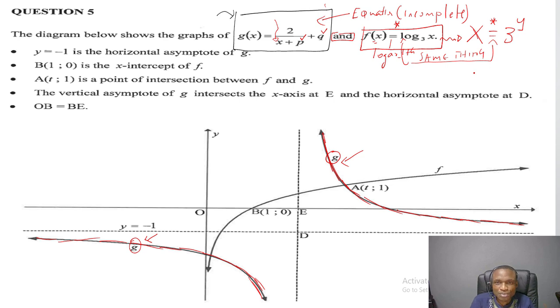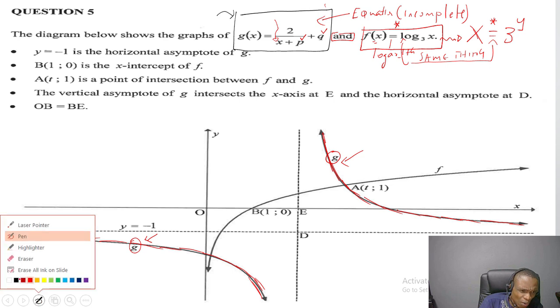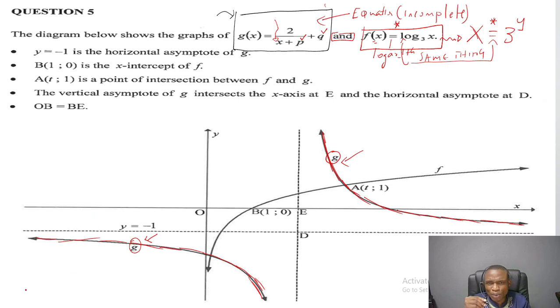Okay. Now, I have g, which is a hyperbola, and I have f, which is exponential. I love this one actually, because they brought these two functions together, both of which have an asymptote.